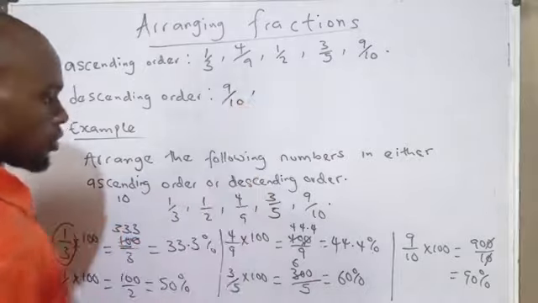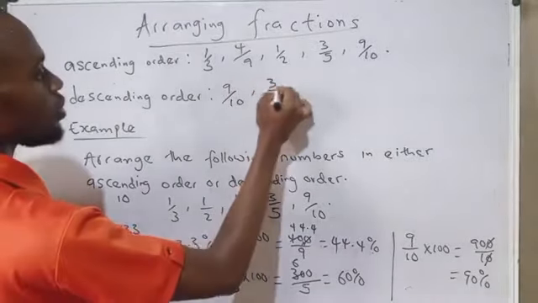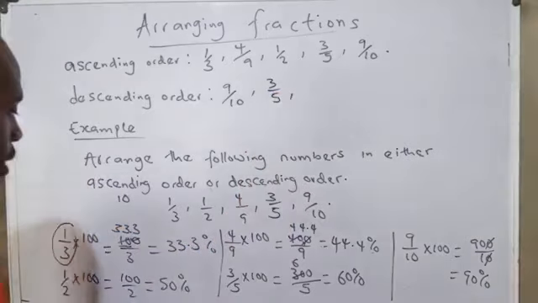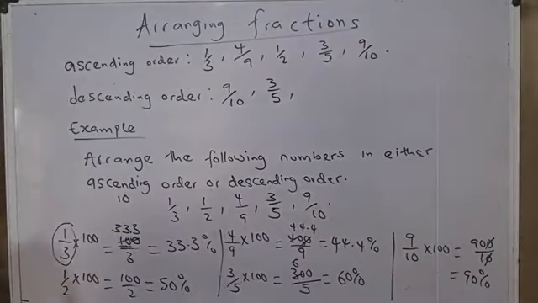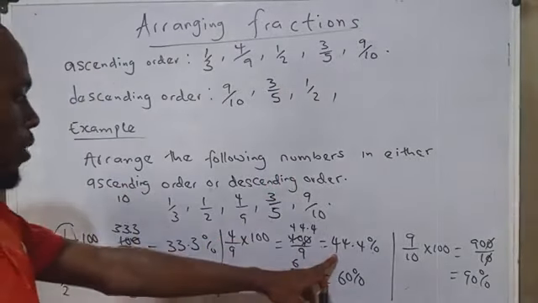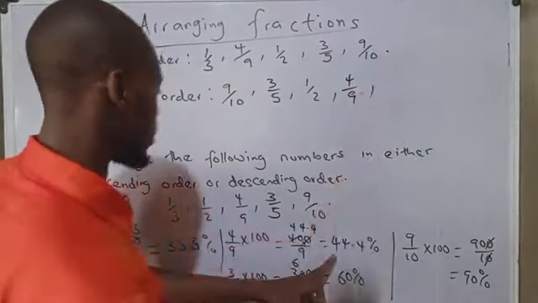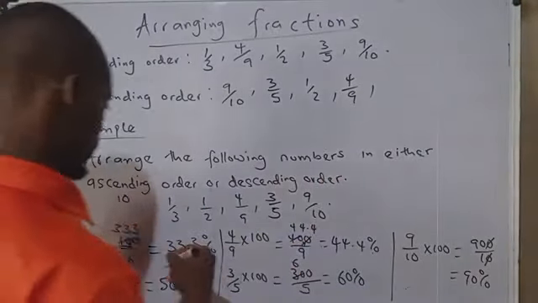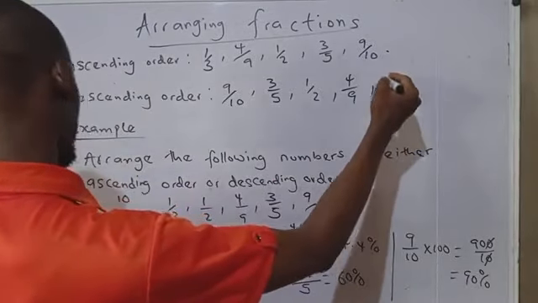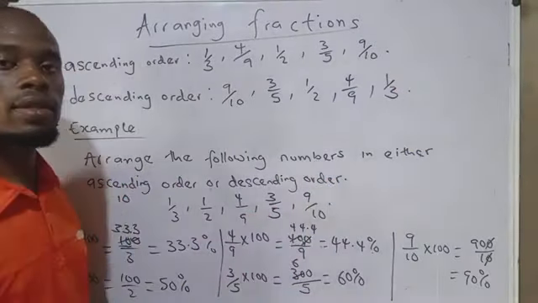9 over 10. Followed by the next one, which is 60, right? 3 over 5. Followed by the next one, which is 50, right? 1 over 2. And the next one is 44.4, right? That will be 4 over 9. And the last one there will be 33.3, which is 1 over 3. And that's it. Thank you.